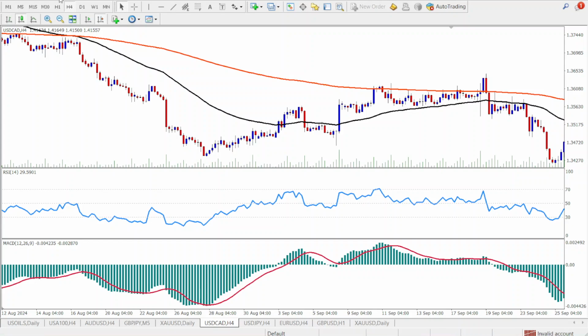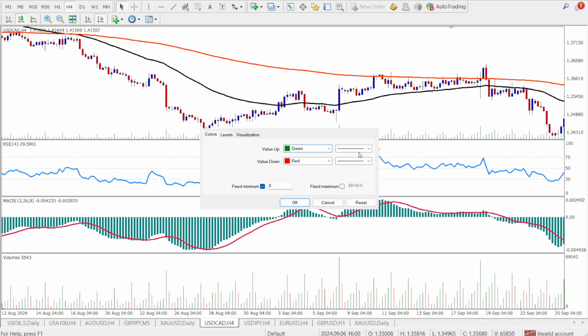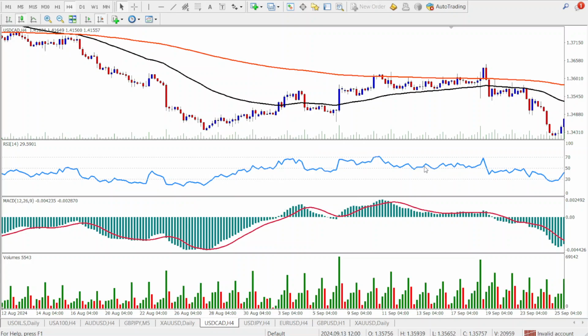And finally, we're going to be talking about the volume indicator. Momentum is not just about price, it's also about volume. That is the reason why we are also looking at the volume indicator. When price is moving with high volume, it confirms strength in the trend. On the other hand, weak volume means that the move might not last long.